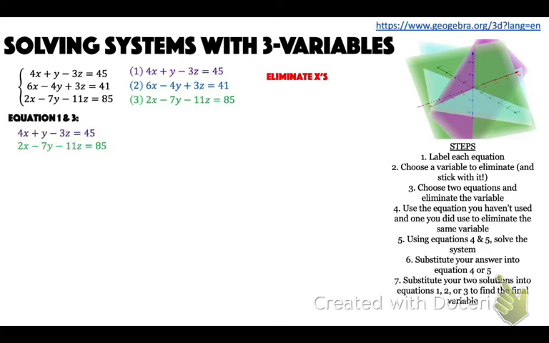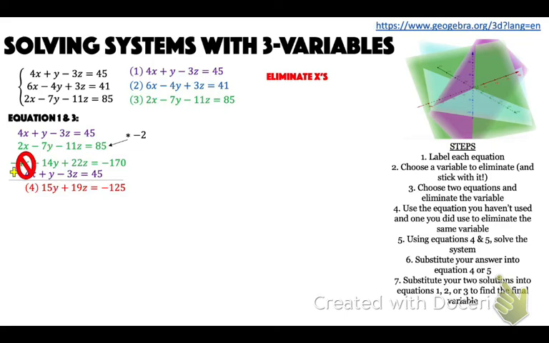Okay? So I'm going to use equations 1 and 3 first. And I'm going to multiply equation 3 by -2 to make that a -4. So then I get -4x plus 14y plus 22z equals -170. Then 4x plus y minus 3z equals 45. So those 4x's cancel, and I have 15y plus 19z equals -125. And that is going to be equation 4.